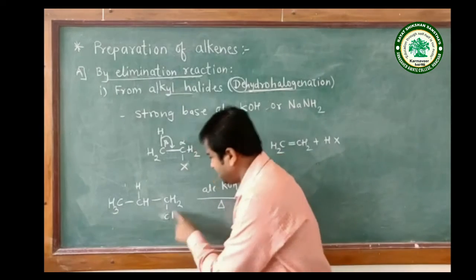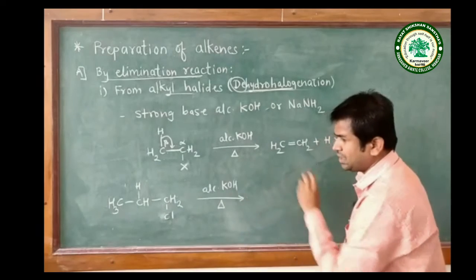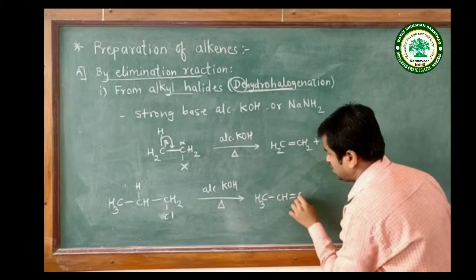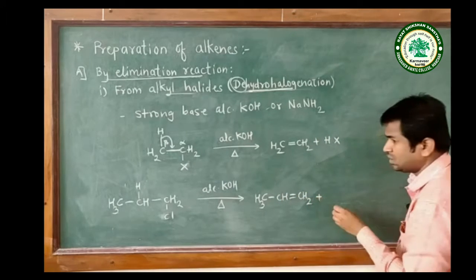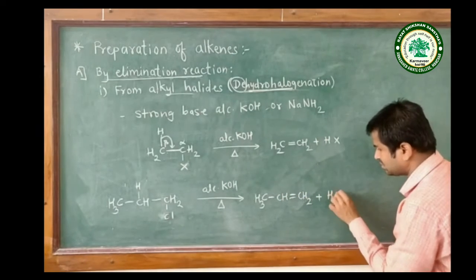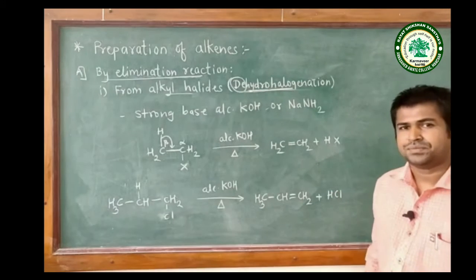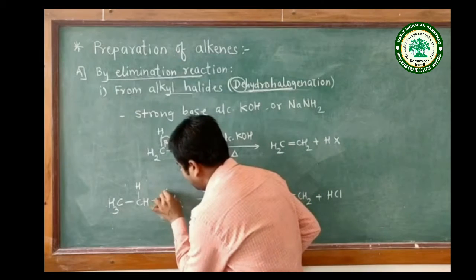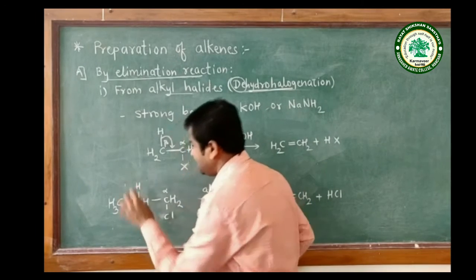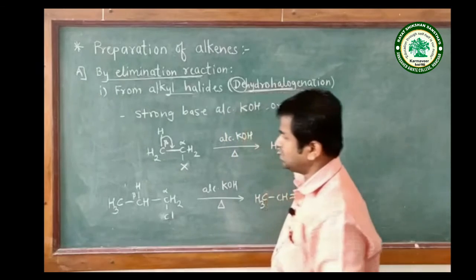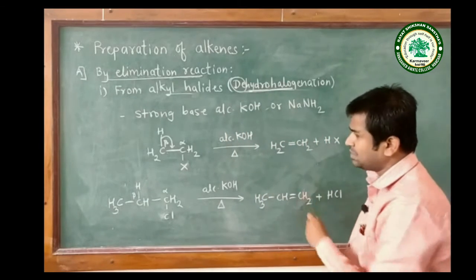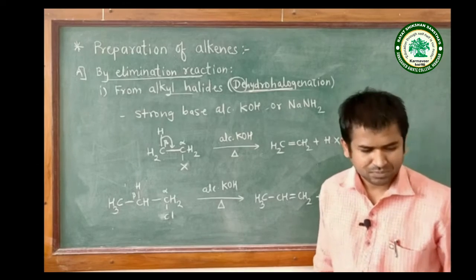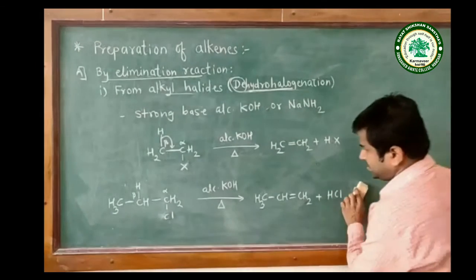So 1-chloropropane on heating with alcoholic KOH gives 1-propene and HCl. Getting this? Here, this is the alpha carbon and this is the beta carbon. Okay. So in these examples, we have only one type of beta hydrogen atom. Another example we see.